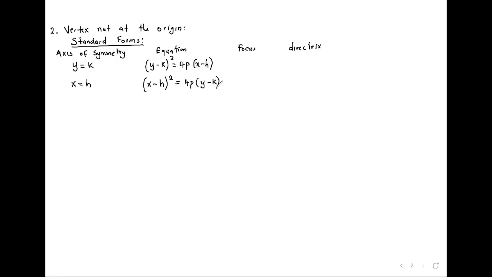So if you have the first one, which is sitting on the x-axis, the focus then becomes (h plus p, k), so that its directrix becomes x is equal to h minus p. And then the one sitting on the y-axis, the focus is going to be (h, k plus p). The directrix is going to be y is equal to k minus p.